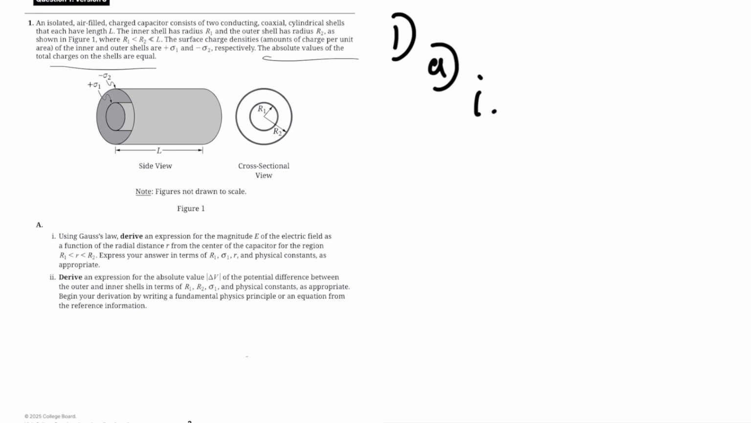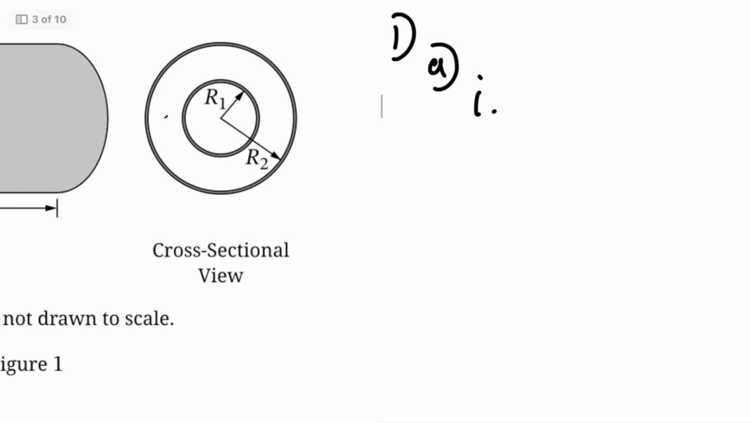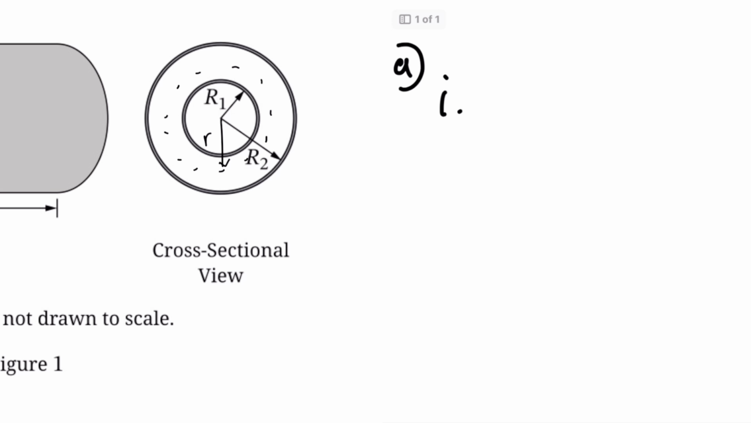All right, so this is the side view and the cross-sectional view. Part A says, using Gauss's law, derive an expression for the magnitude of E, the electric field, as a function of the radial distance r from the center of the capacitor for the region R1 is less than r, which is less than R2. Express your answer in terms of these constants. Okay, so this is what we want to visualize. This is in between R1 and R2, correct? So we're just going to label that distance r. And that just helps us visualize this a little bit.